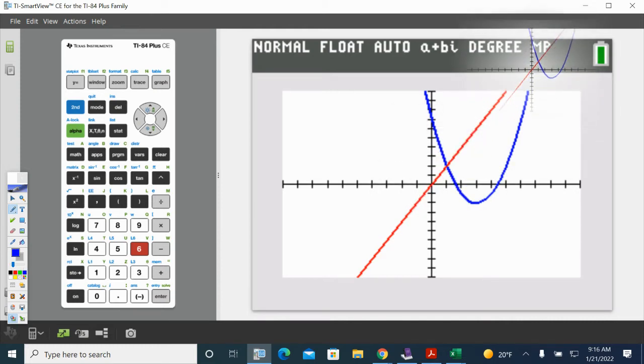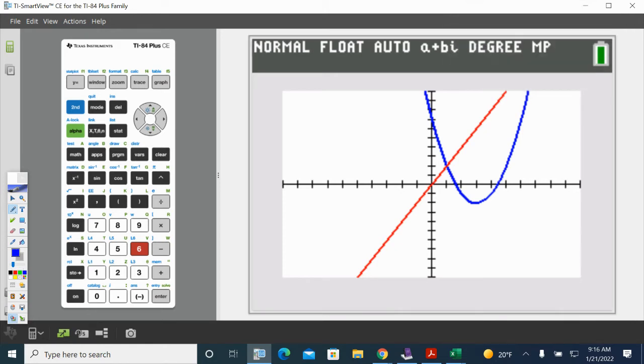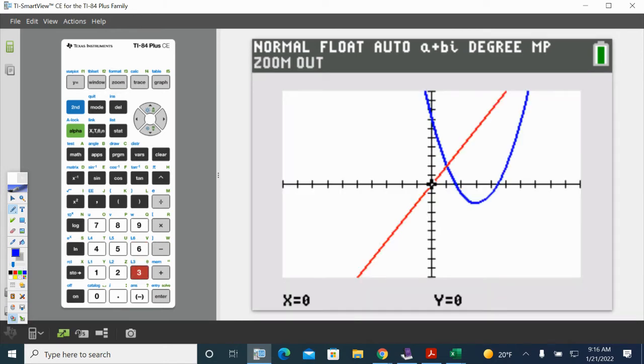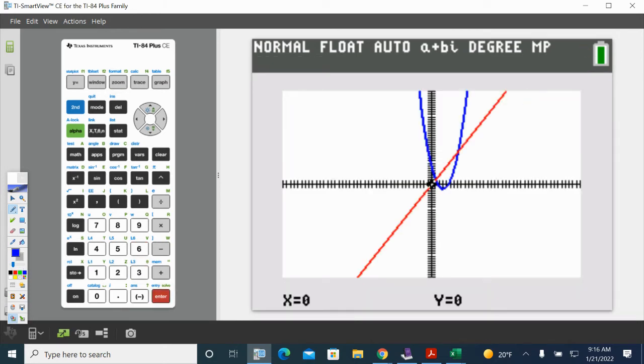So this one's easy to see. The blue parabola, as it extends off the screen, and the red equation, the linear equation, as it extends off the screen, it's obvious to me that these two are going to hit each other off my screen again. So there are two solutions to this. If you want to actually see them, we can zoom out. So to do that, you hit zoom, 3, enter, and you can easily see those two solutions.